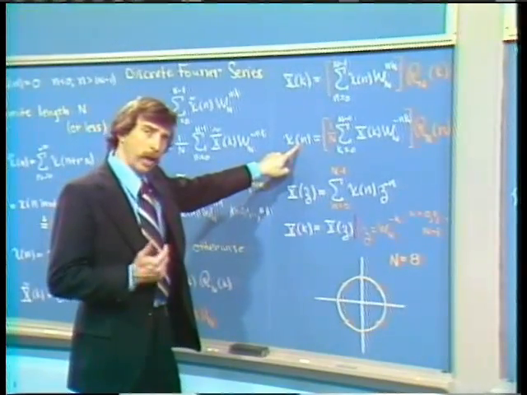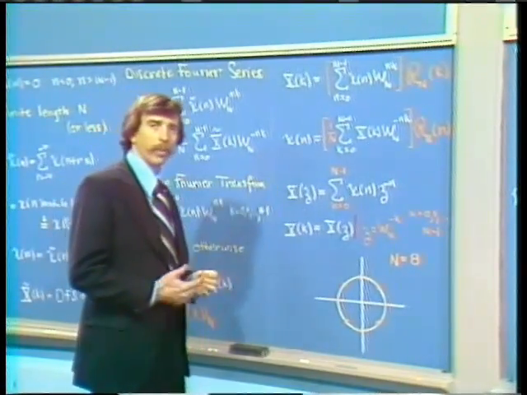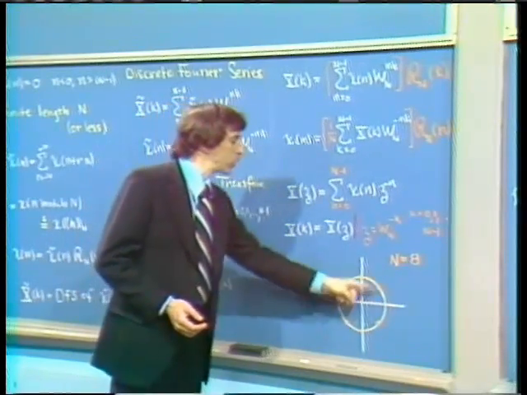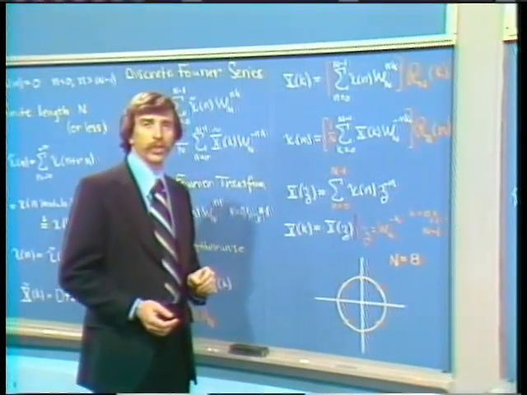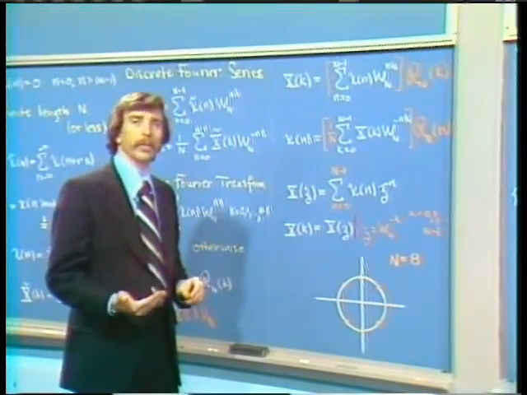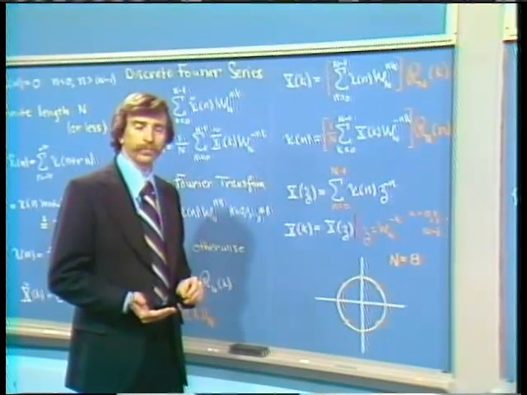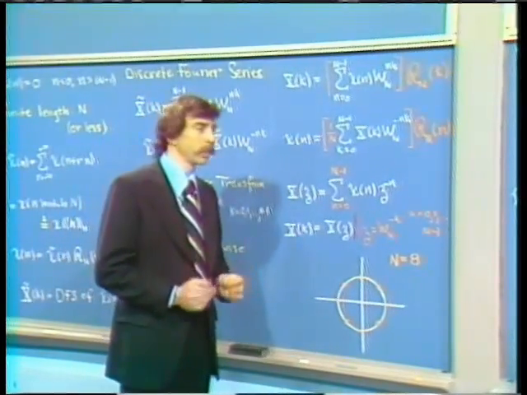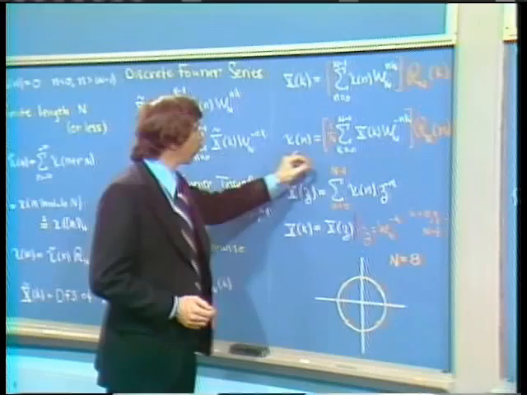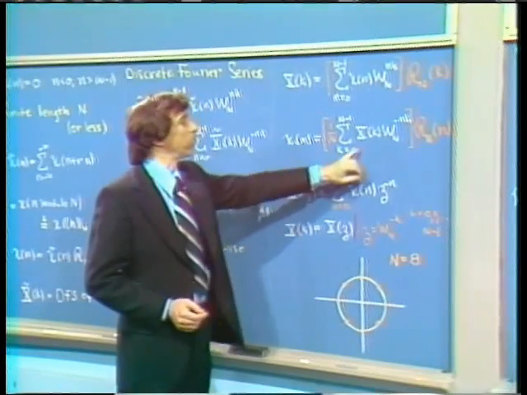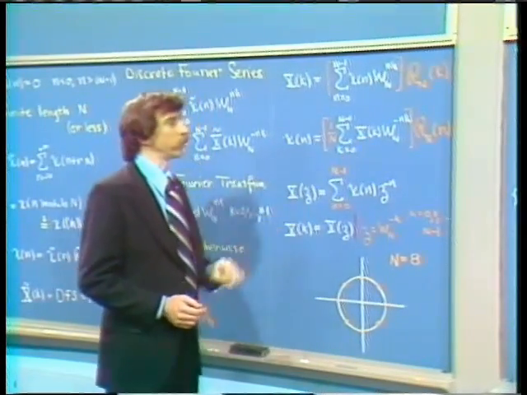That isn't obviously true in general. If we had an arbitrary x of n and we sampled its Z transform around the unit circle, in general we wouldn't be able to get x of n back again. But if x of n is of finite length, then we are able to obtain x of n from the samples of its Z transform.